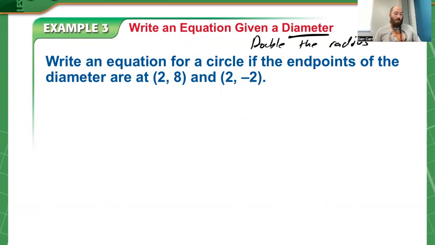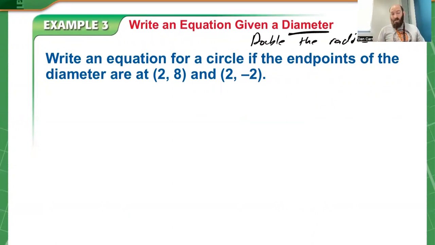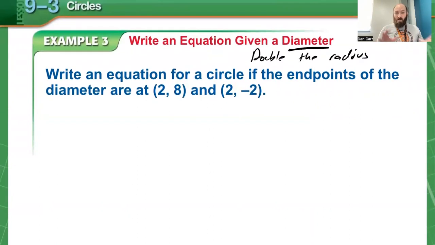So we want to write the equation of a circle if the endpoints of the diameter are at (2, 8) and (2, negative 2). It might help to graph it out a little bit to give an idea for this. I'm not going to do that in this case, because I want to go through and talk about the algebra idea of it, thinking about the diameter and where our center of the circle is. The diameter goes through the center of a circle.